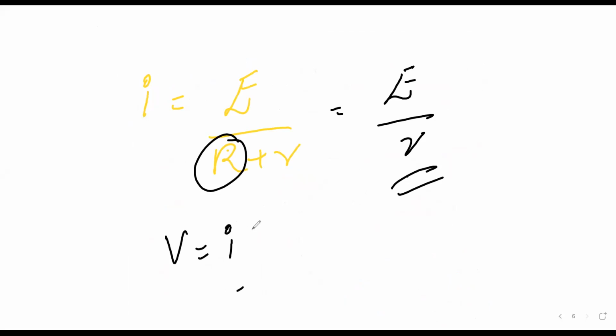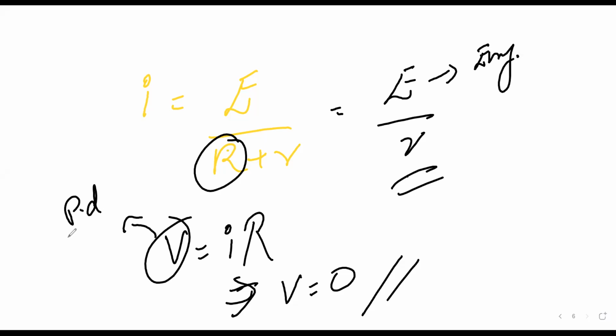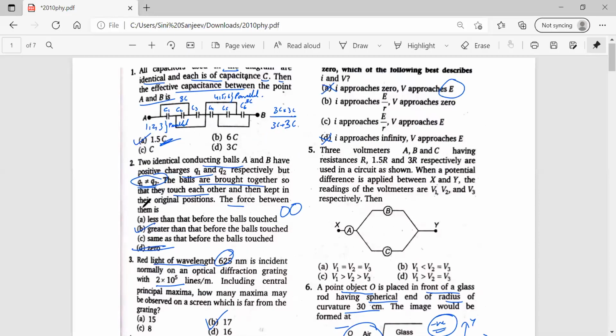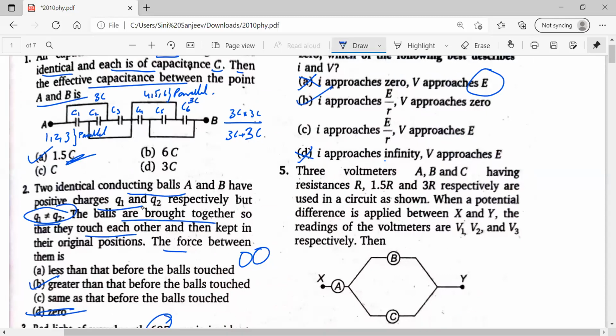V is equal to IR. And if this R is 0 here, what will happen? V will become 0. V does not become equal to E. If I take E as the EMF or the maximum voltage, and V as the potential difference, this potential difference does not match E. It will become 0. So that is the answer: I approaches E by r, and V approaches 0.